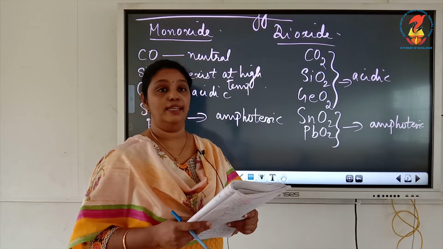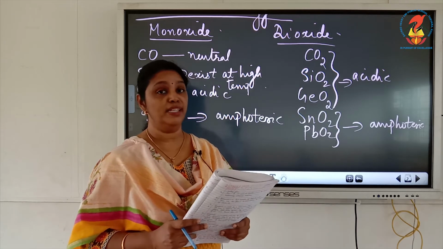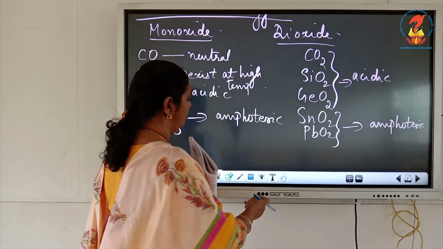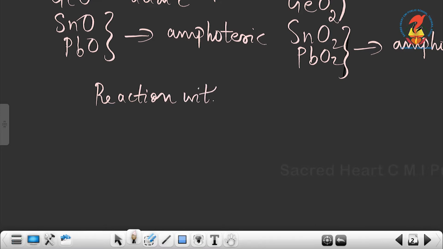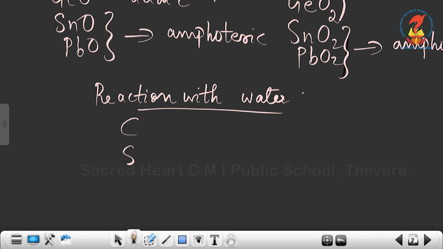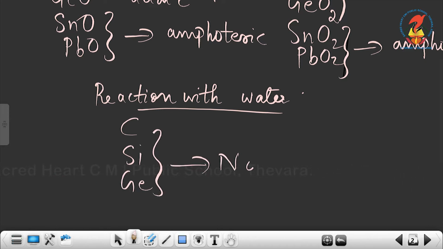Now, next let us see the reaction of group 14 elements with water. So, next is reaction with water. Carbon, silicon, germanium, these three will not react with water. So, no reaction with water.